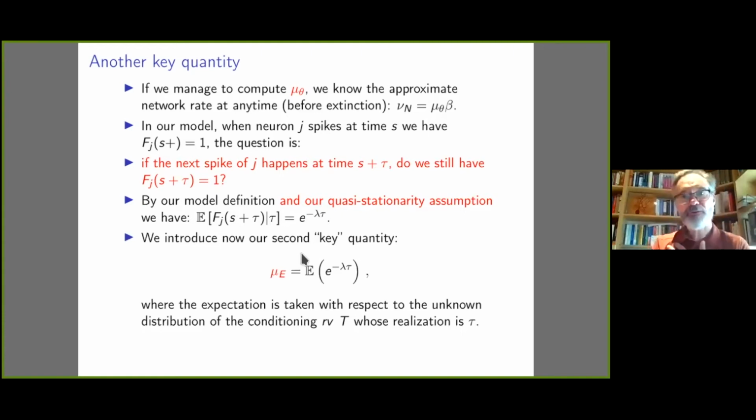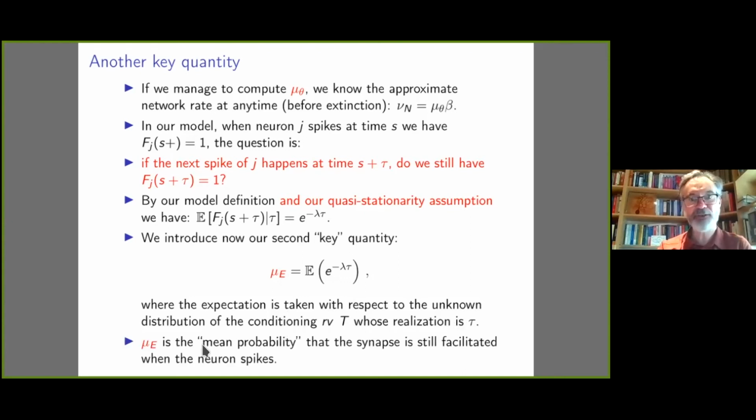Then I introduce my second key quantity, which is mu e, the expected value of exponential minus lambda tau. The expectation is taken with respect to random variable t, whose realization is tau. So loosely speaking, mu e is the mean probability that a synapse is still facilitated when the neuron spikes.